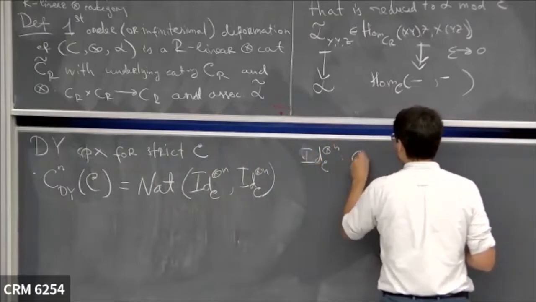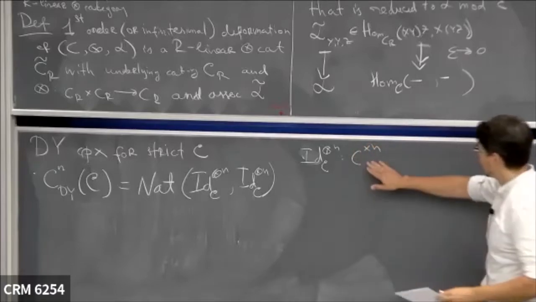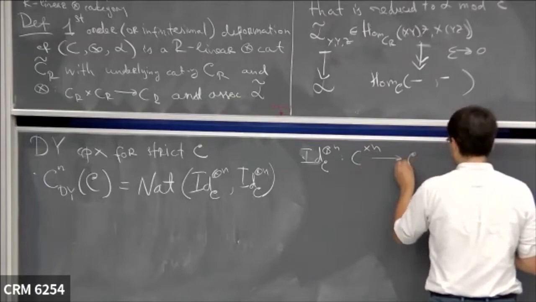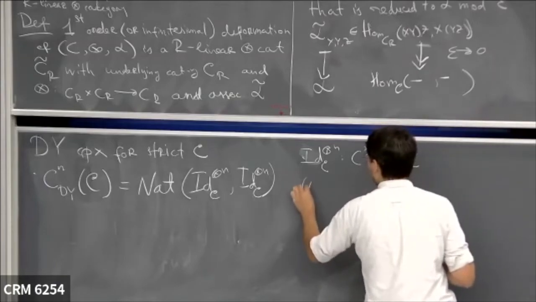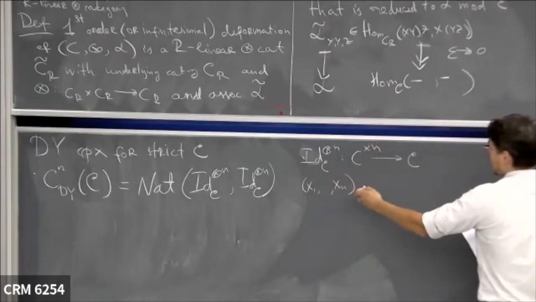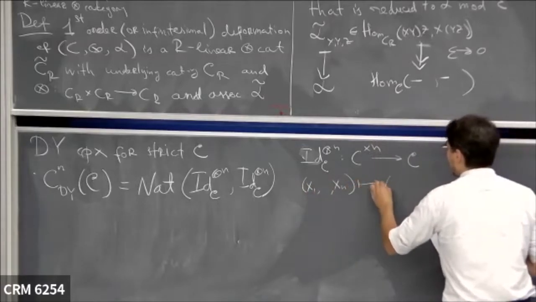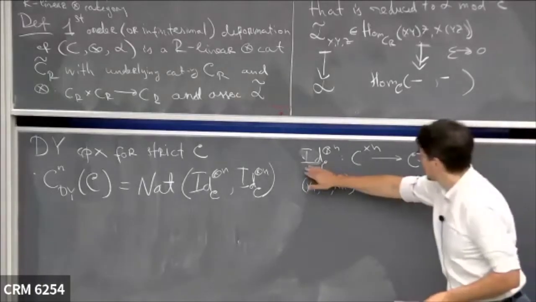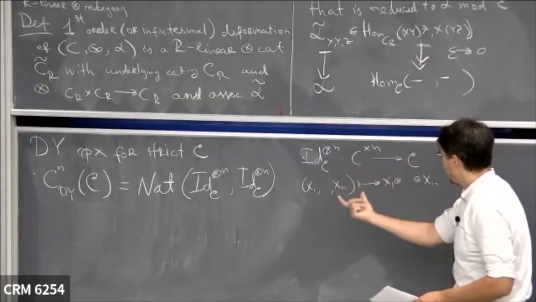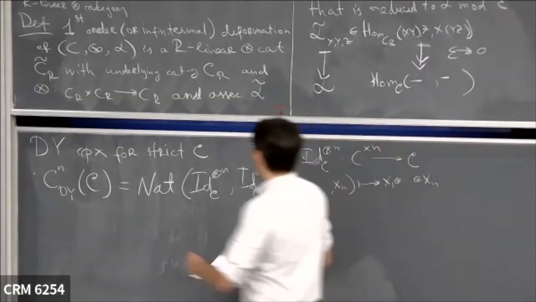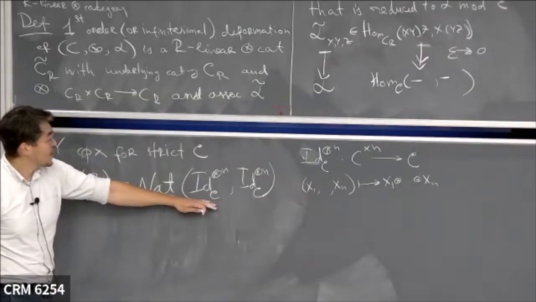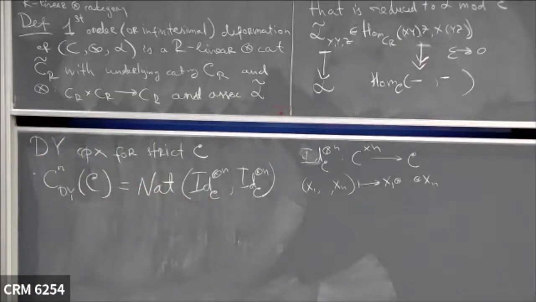It's a functor from C cross n. So I take the Cartesian product of n copies of my category C and assign it to C. This functor does a very simple thing: you take an n-tuple of your objects and you just multiply all of them. So for example, if n is 1, it's just identity. If n is 2, you just take a pair and you multiply, right? And you can see that cochain spaces are natural linear transformations of these functors into itself.